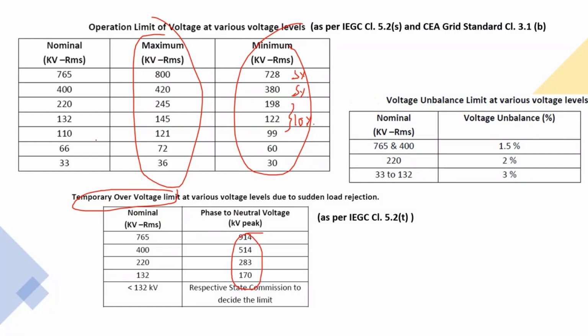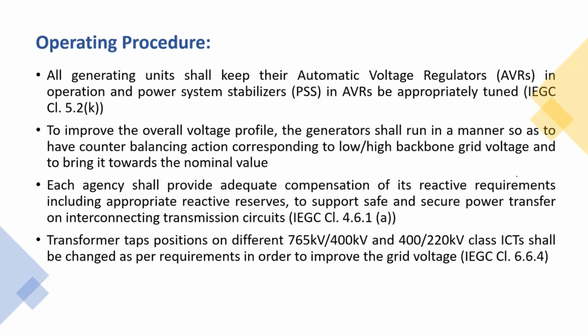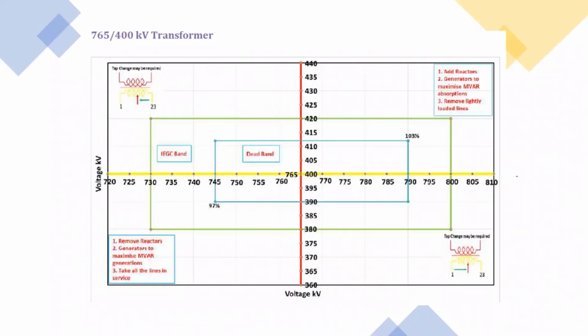Then there is also how much imbalance you can observe. This is the voltage imbalance: 1.5% at higher voltage level, 2% at lower voltage level, and 3% at further lower voltage is allowed. This is as per the planning IGC as well as the CEA grid standard. So we need to maintain this. Then each of the SLDCs, RLDC, NLDC have an operating procedure for voltage control because it is very much required.